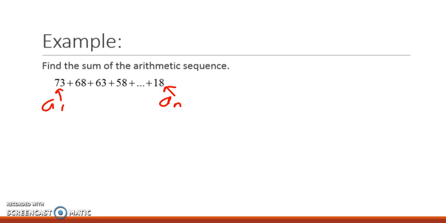I'm going to have that a sub n, which I know is 18, equals a sub 1 plus n minus 1 times the difference. Now the difference I can also figure out by looking at the terms in the sequence itself. So if I pick this term, for example, I see that it's subtracting 5 to go to the next term. Same thing from 63 to 58. So the pattern for these, the d value, appears to be negative 5. So that's what I'm going to plug in for d. So I just need to solve this equation for n, because that's the only variable I have in there.